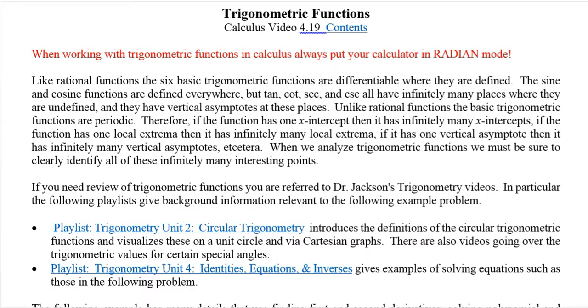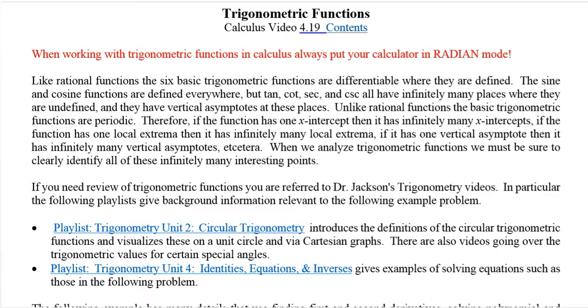This is Jack Jackson. In this video we're going to talk about some general characteristics of certain types of trigonometric functions, and we're going to analyze at least one trigonometric function in some detail. And we're going to be using things from algebra and from trigonometry to analyze these, but also some calculus as well.